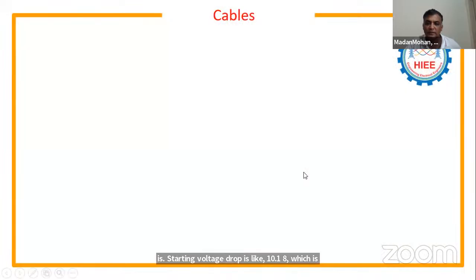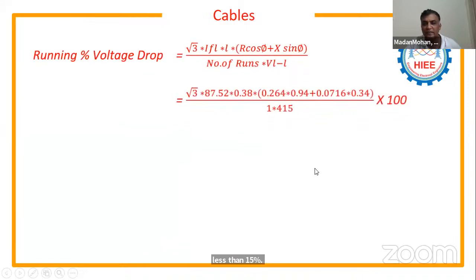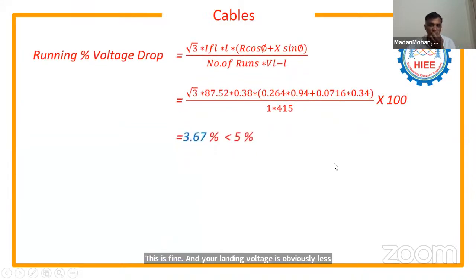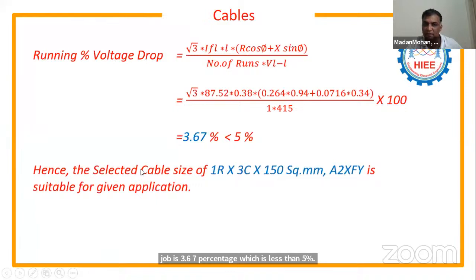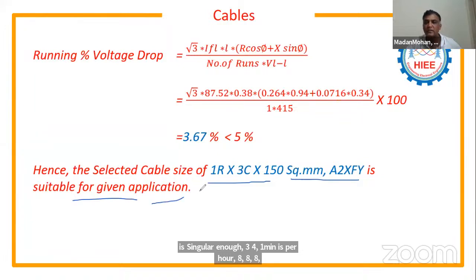This is fine, and your running voltage drop should be less than 5%. Please make sure to check these calculations later, because I have no time to wait for the answers. So the running voltage drop is 3.67%, which is less than 5%. So both the conditions are satisfied. Your starting voltage drop and running voltage drop are within the limits. That's how we select the cable size: a single run of 3-core 150 square mm A2XY cable is suitable.